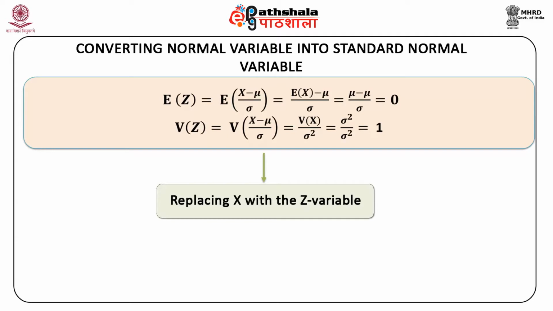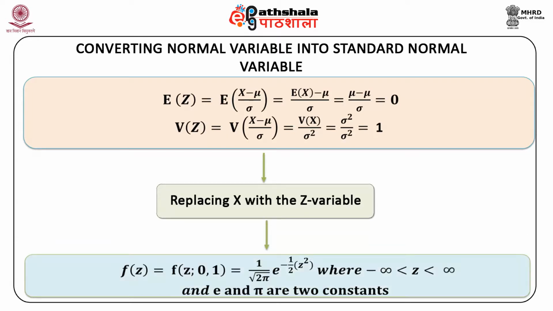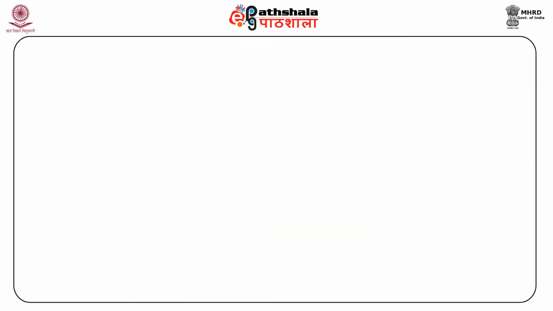Replacing x with the z variable, equation 2 can be rewritten as f(z) is equal to f(z; 0, 1), which is equal to 1 divided by root 2 pi, e raised to the power of minus half z squared, where z lies between minus infinity and plus infinity, and e and pi are two constants. Properties of z distribution are similar to those of normal distribution.